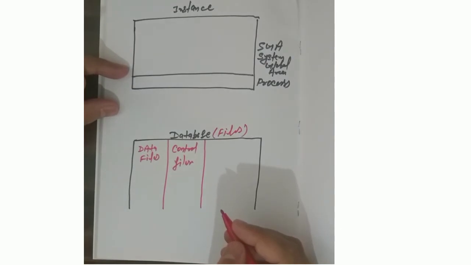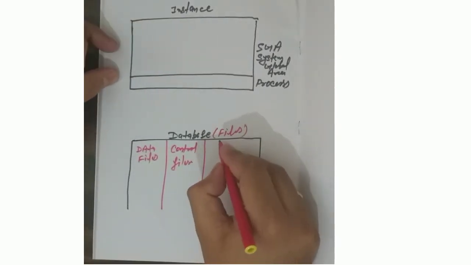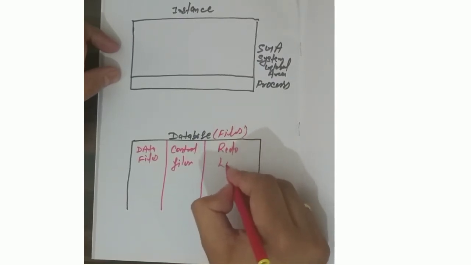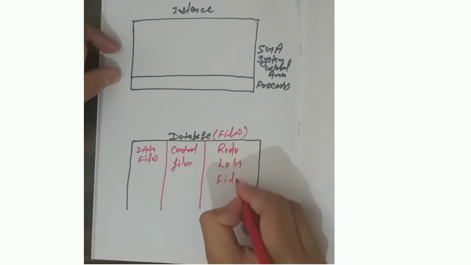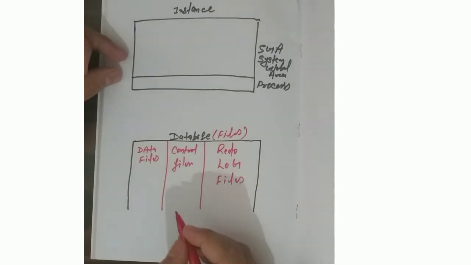The third one is redo log files. As per the name, they are log files. Whenever you change the data, it is logged and kept in the redo log files.